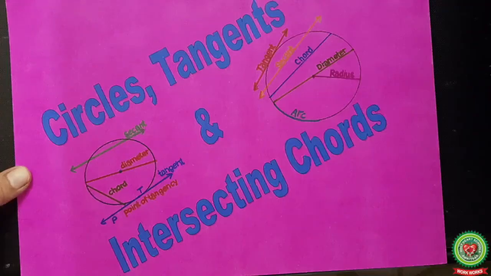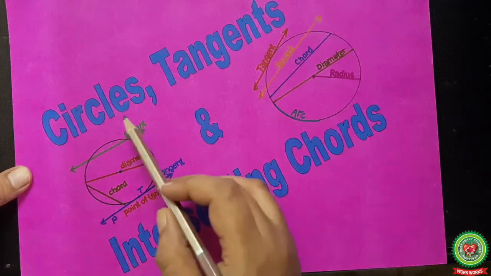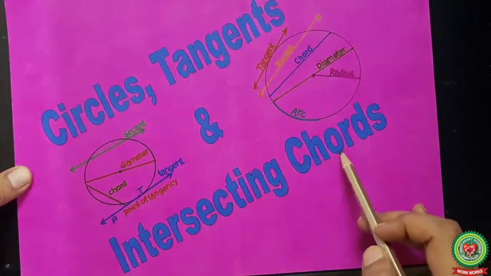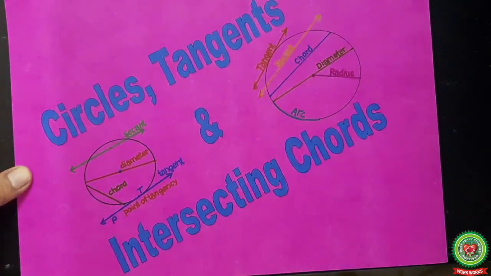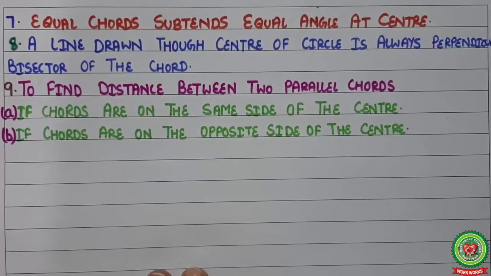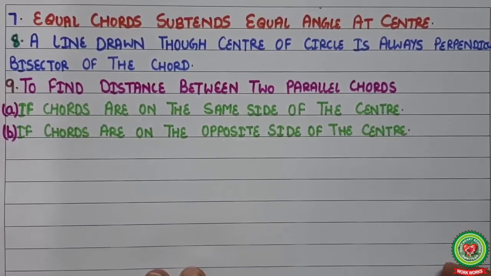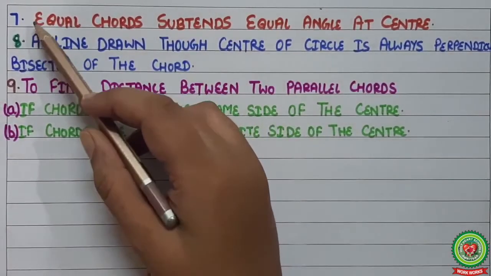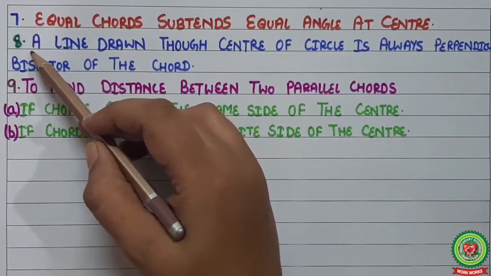Students, in today's maths class, we will discuss the next types related to the topic circles, tangents and intersecting chords. So first of all, let's have a look at the objectives of today's class. Today, we will do these two objectives, that are objective number 7 and objective number 8.